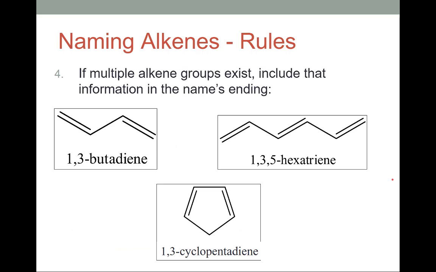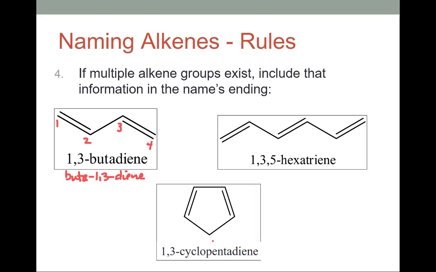Okay, and so now we have a couple more examples here. Just following up on that idea, if multiple alkene groups exist, we include that in the name. So again, here's a butadiene with alkenes starting in position 1 and 3. So 1,3-butadiene or buta-1,3-diene if you wanted to use the other format.